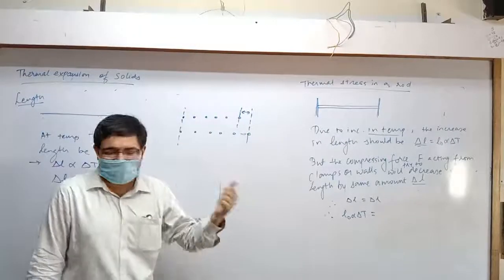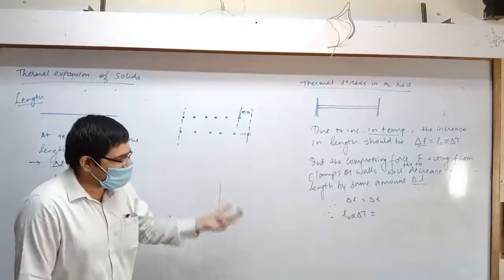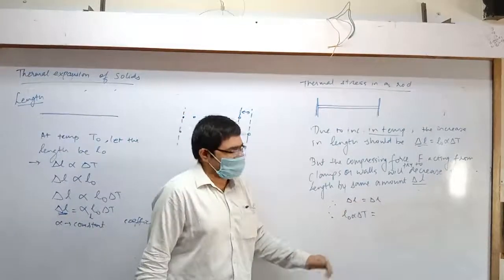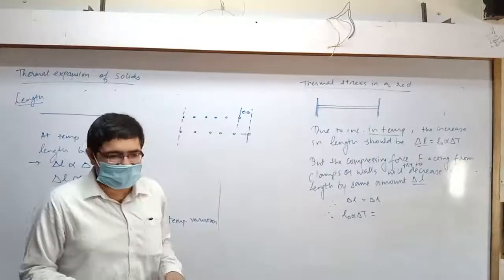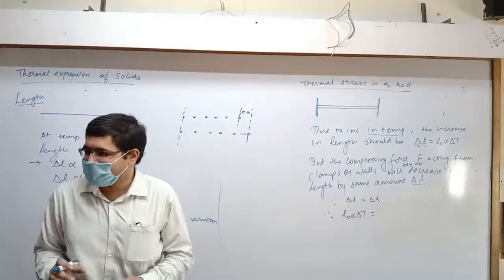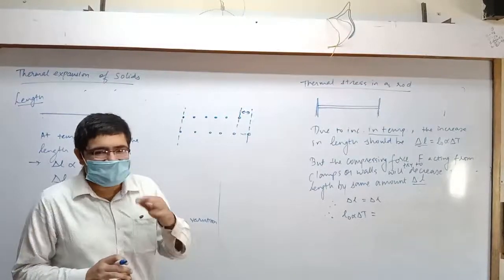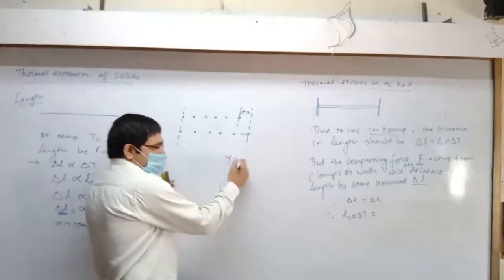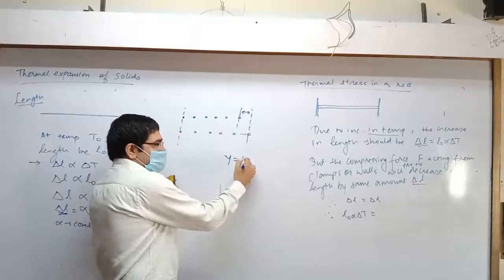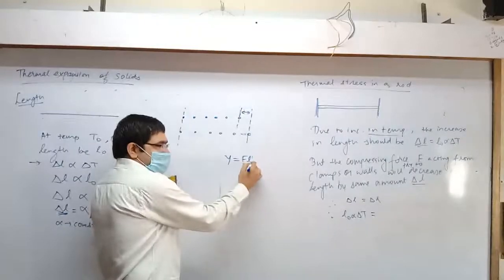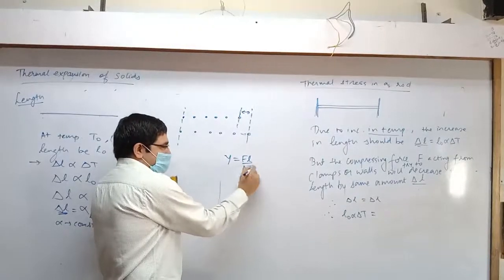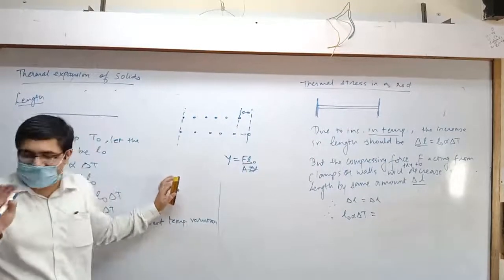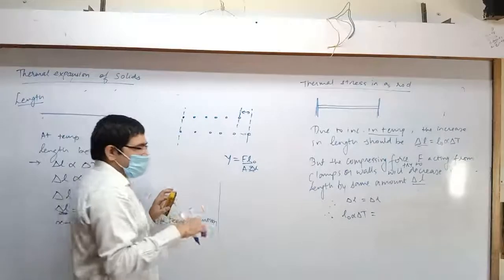So L0 alpha delta T equal to, what's delta L due to compression? Recall the chapter 9 formula, properties of solids. Delta L is the change in length. Recall the formula, Y equal to FL by A delta L, right? And here L is the original length L0, so Y equals FL0 by A delta L.